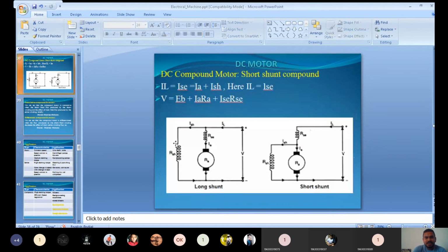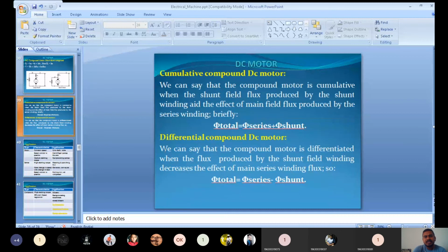Okay, so in this figure the flux produced by the shunt field winding phi SH opposes the flux produced by the series field winding phi SE. So what happens? The shunt field flux opposes the series field flux. At that time the motor is known as the differentially compound motor.